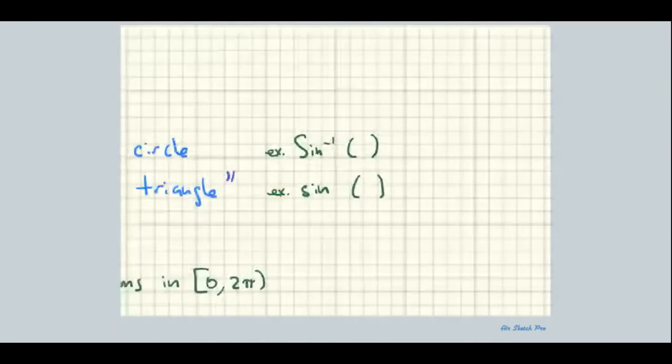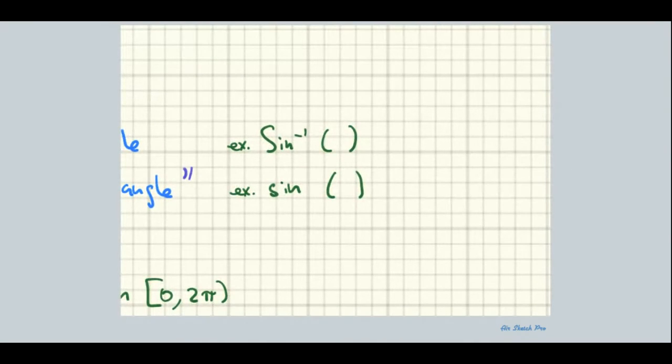What looks like a ratio? Any trig function. Sine of, cosine of, cosecant of. All of those are ratios. Arcsine, arctan, inverse secant, all of those look like angles. And that's how we tell the difference.